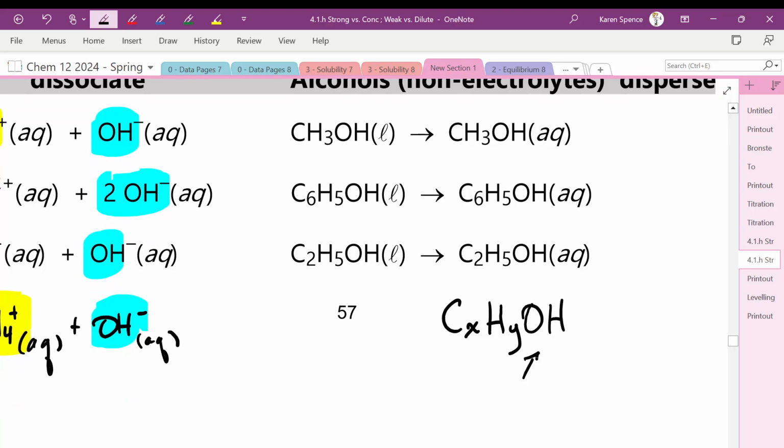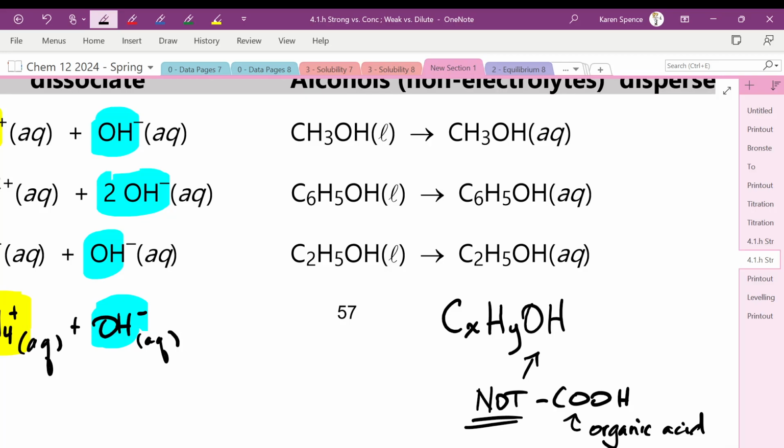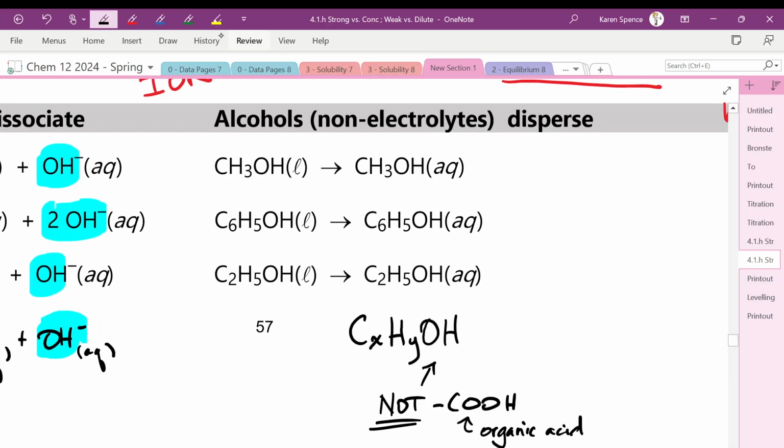Just be careful not to confuse it with COOH. What would you have if you had COOH? That would be an organic what? Organic acid. Because alcohols are also organic compounds, but they're not organic acids. Okay, the thing that makes them organic is the CxHy bit. And so you should know that these are non-electrolytes.